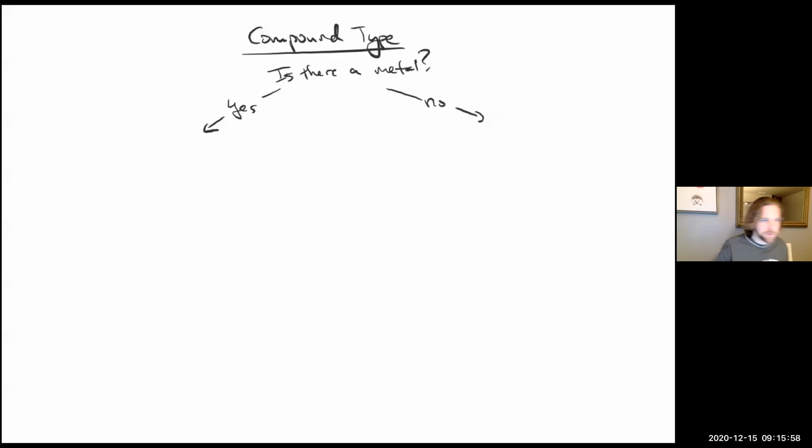Okay, so we're starting here and we're trying to determine what kind of compound we're looking at. This is where you're given a chemical formula or you know what elements are involved in the chemical bond. So the first question that I ask, the little mental checklist that I go through, is there a metal? And if there is a metal, then the next question I'm looking at is, is it only metals or is there a non-metal?